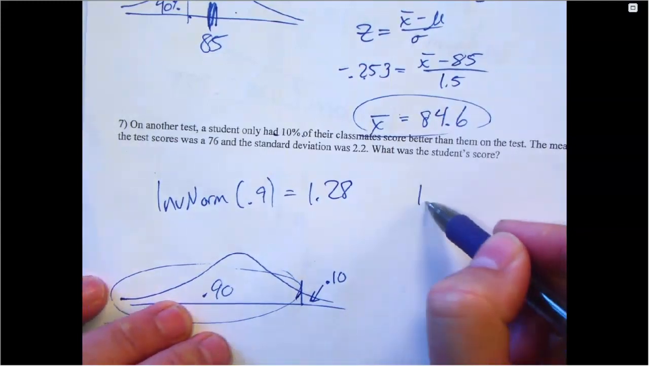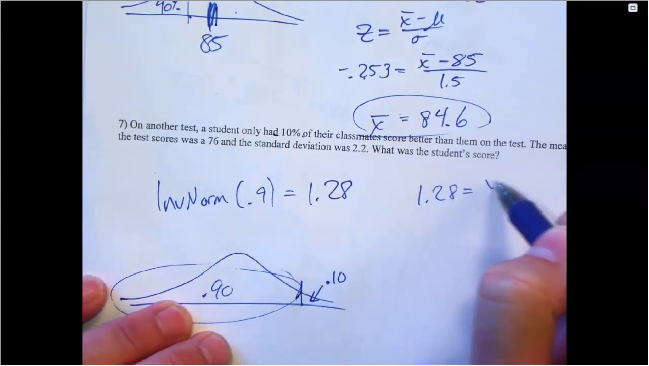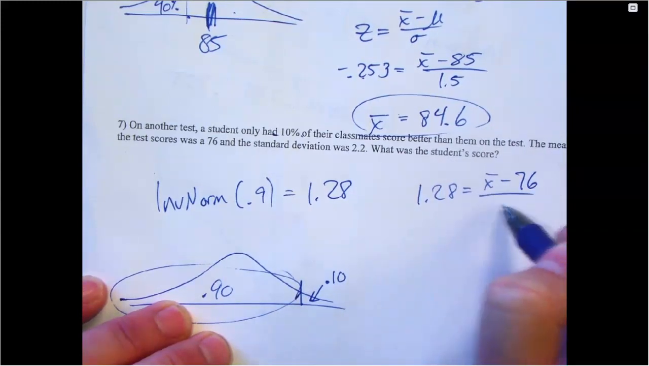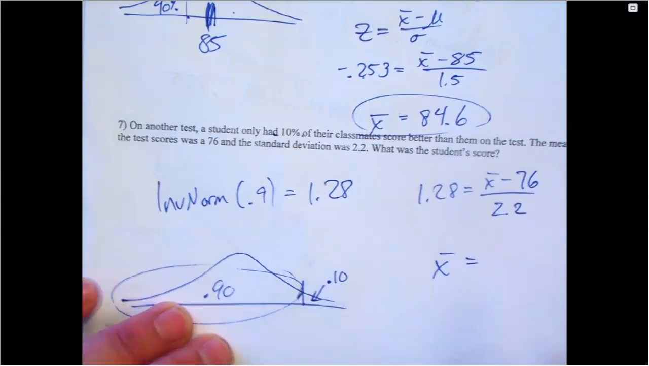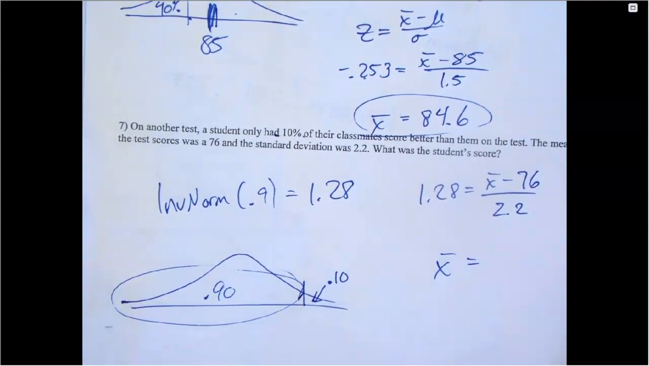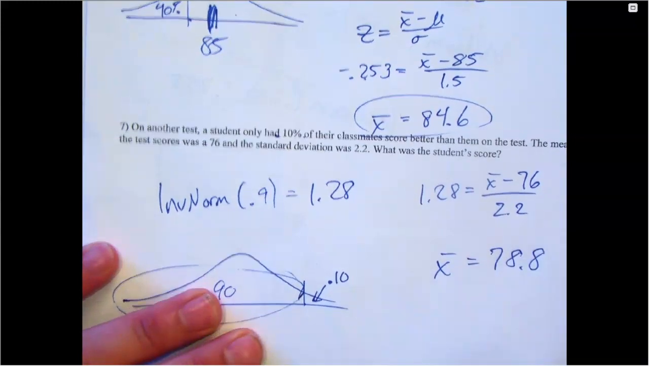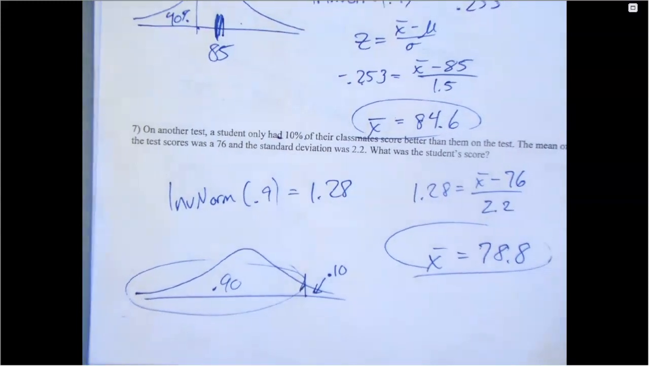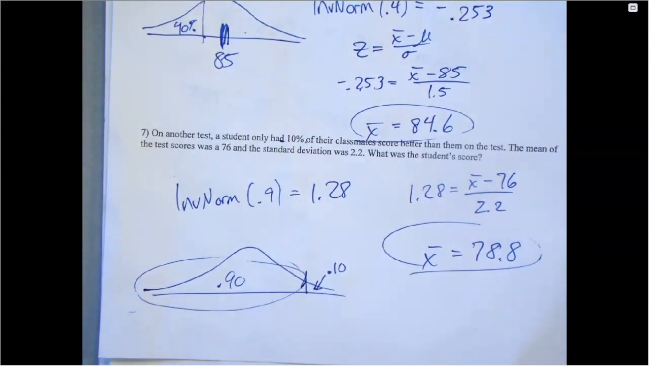Then 1.28 is my z-score, and I'm looking for x bar. The mean is 76. The standard deviation is 2.2. If I solve that, I get 78.8. That okay? If I go too fast, am I good? On these 2 questions, thumbs up, thumbs down, in the middle somewhere. Don't flip me out.